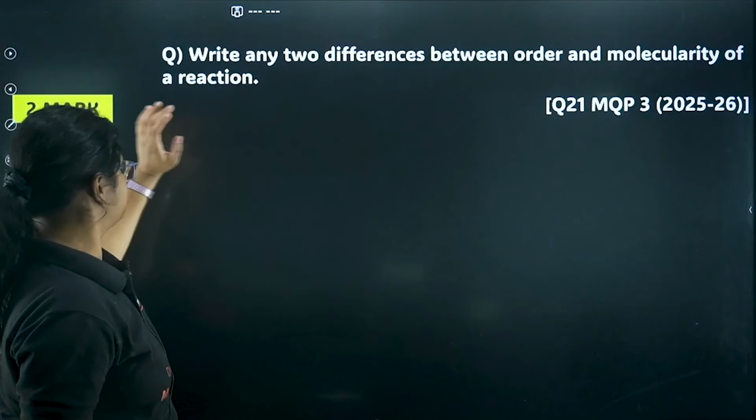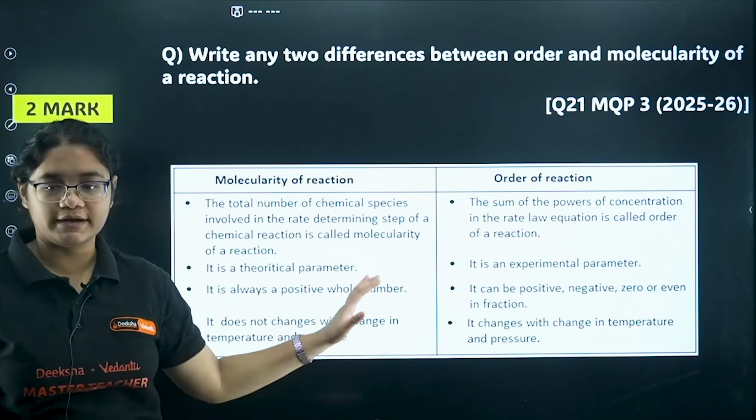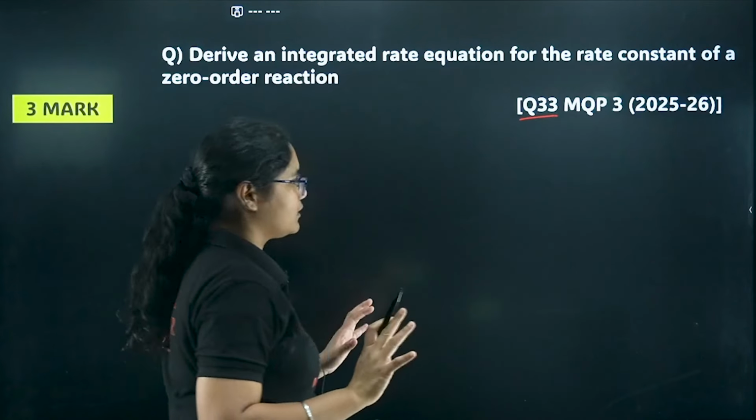Next, this question is the same question that was there in model question paper 2, already discussed, so not taking it again. This is question number 21 in model question paper 3. Now we'll go to this question: derive the integrated rate law equation for the zeroth order reaction. This is your question number 33, a 3-mark question.